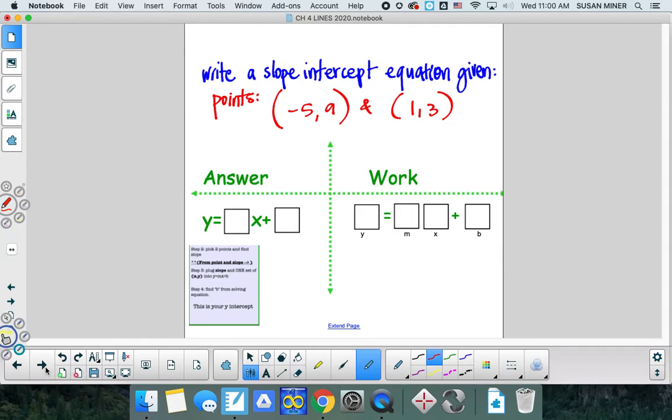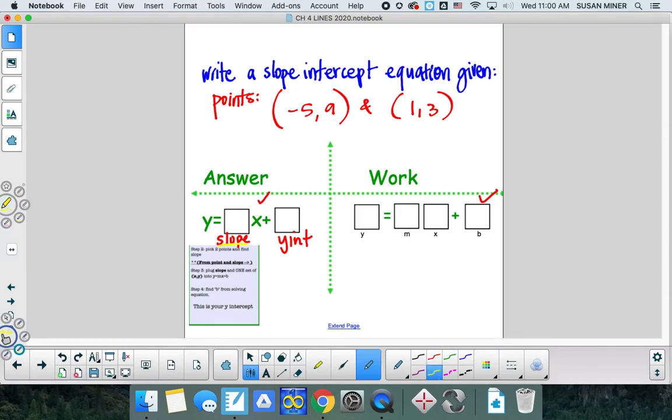So now, what if I'm not given a slope? Well, remember, the two things that I need to find are the slope and the y-intercept. Those are the two parts of this that I need in order to be able to write the equation. Well, when I have 2 points, the first thing that I need to do in order to find the y-intercept and the equation, I have to find the slope. I have to know what this number is.